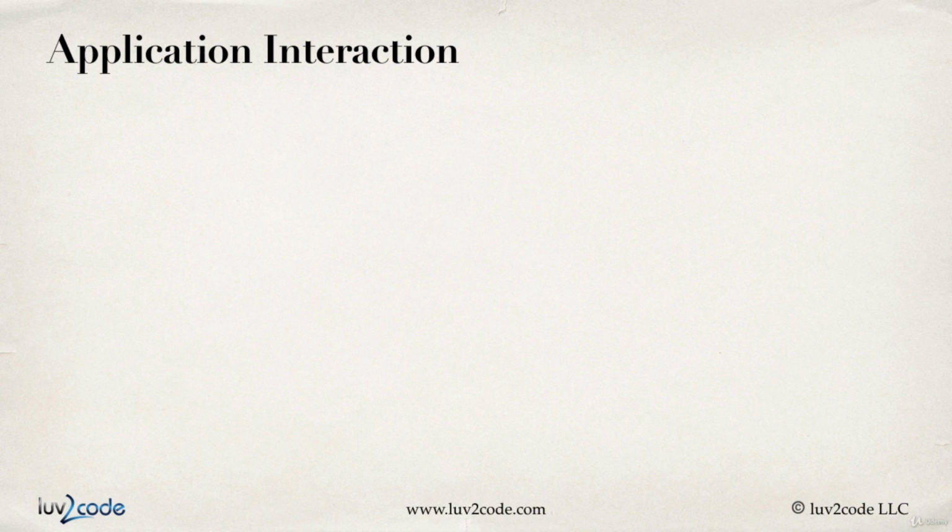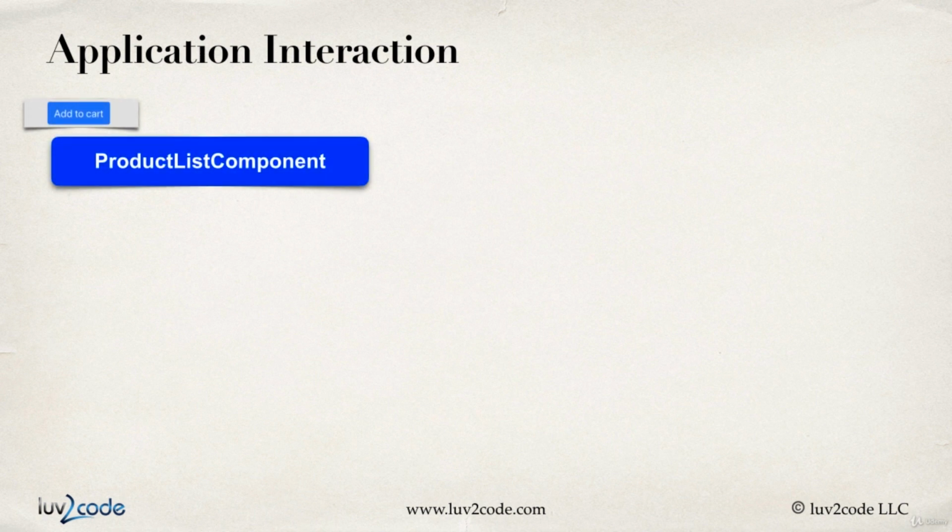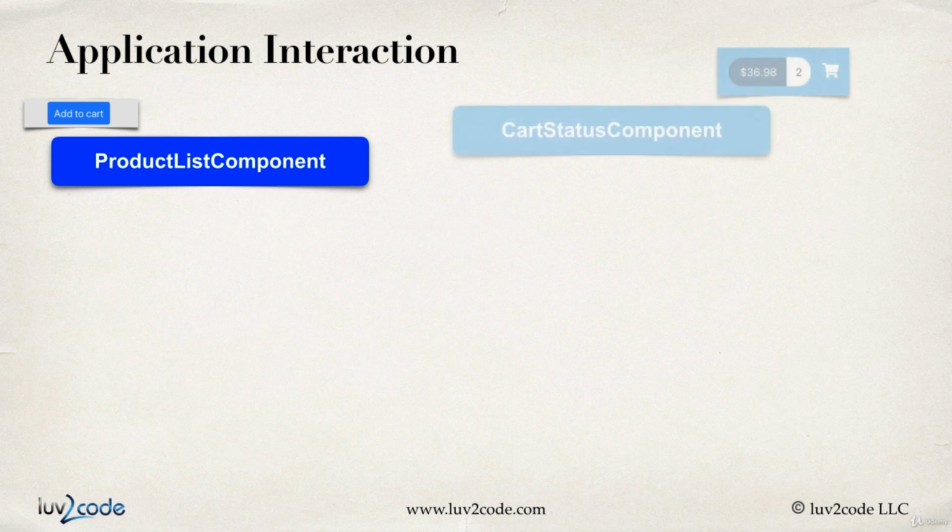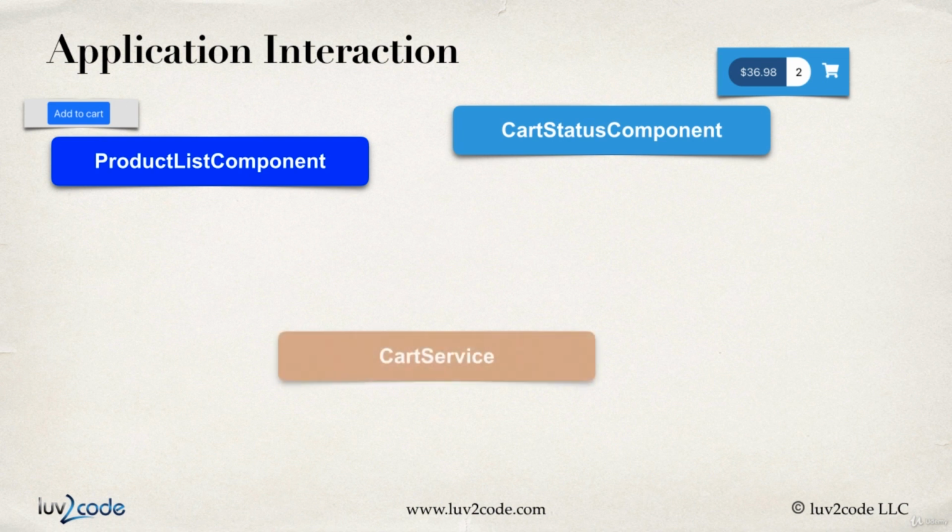Alrighty, so let's get an overview of the application interaction just so you see how all the different pieces work together. Over on the left-hand side, we'll have this product list component that's going to have an add to cart button. Over on the right-hand side, we'll have the cart status component for displaying the total price and quantity. And down in the center, we'll have the cart service, which basically keeps track of all of the items that are in our shopping cart.